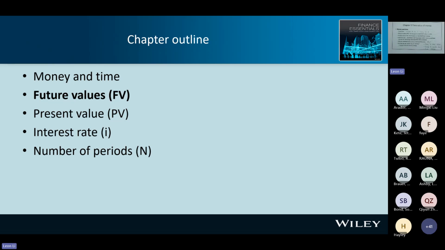All right. So it's about the concept. Later on, we are going to show you the detail. We have some calculation. So our first topic is future value calculation, FV. Then present value. Then interest rate. And finally, number of periods. So let's discuss our next topic, future value or FV.